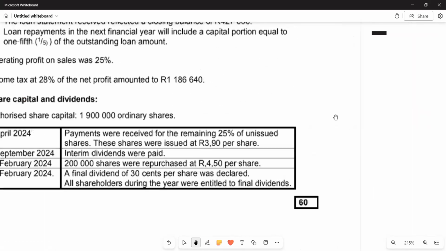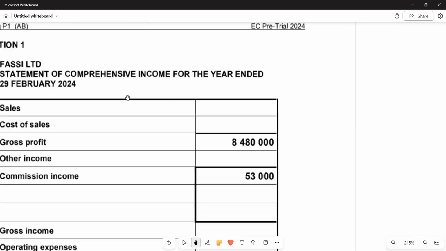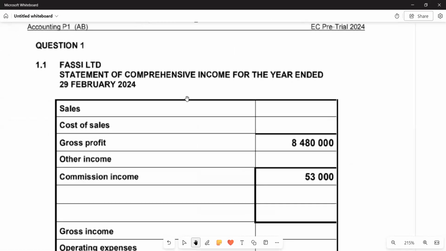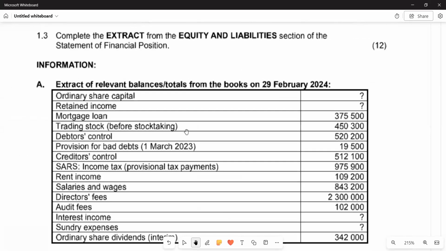Going now to our answer section, we're given the Fast Limited statement of comprehensive income for the year ended 29 February 2024. We are given the sales row there. We need to find the figure for sales and cost of sales. We see that gross profit is given as 8,480,000 pre-tax. So we go back to see if we can get the figure for sales in the list of balances.